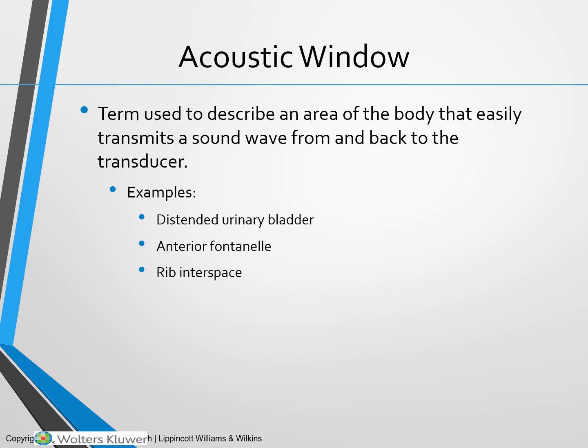An acoustic window is a term used to describe an area of the body that easily transmits a sound wave from and back to the transducer. And here are some examples of good acoustic windows: a distended or filled urinary bladder, the anterior fontanelle, and a rib interspace.